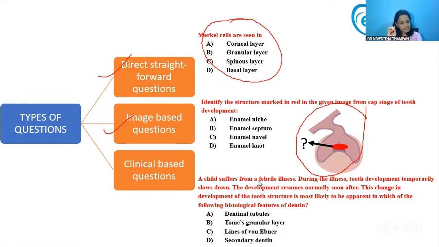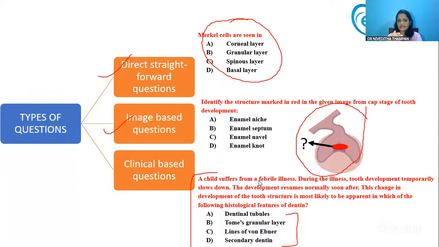Then very rarely you can encounter clinical based questions. Since oral histology is a basic science subject, they usually don't ask such clinical based or application based questions. But if they really want to make the exam tougher, then they can ask clinical based or application based questions even from basic science subjects like this. So usually such clinical based questions are not asked, but yes, you should know about them also.